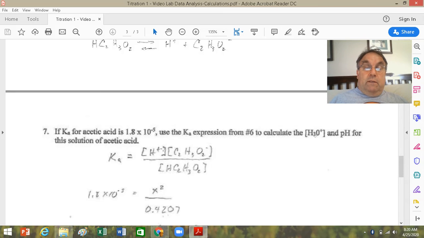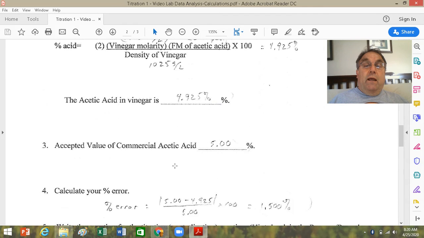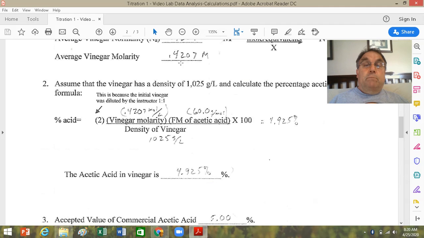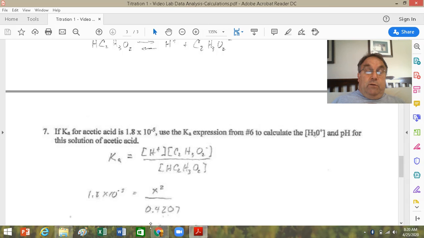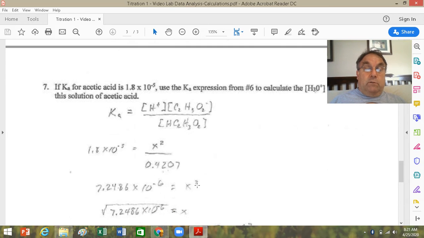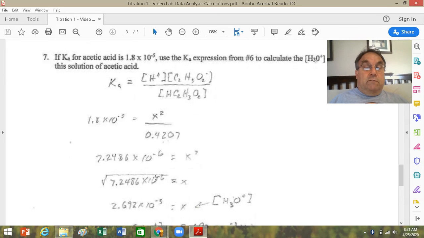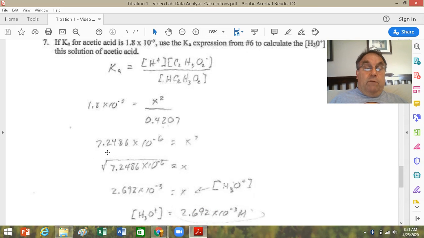So X squared, these two are equal, and then the concentration of the acetic acid comes from way up here, 0.4207 molar concentration. Then if we do the math, we cross multiply, this times this equals X squared. So X squared equals 7.2486 times 10 to the negative 6th. My apologies for the sloppy handwriting. It's hard to read that squared. Then we take the square root of that to get X, and we get X equals 2.692 times 10 to the negative 3rd.